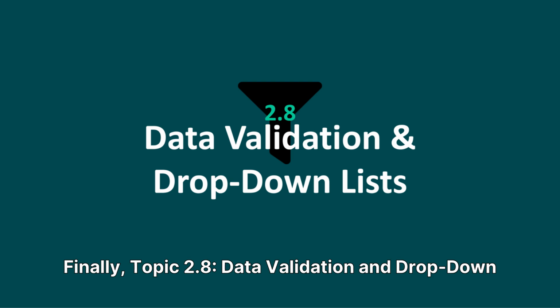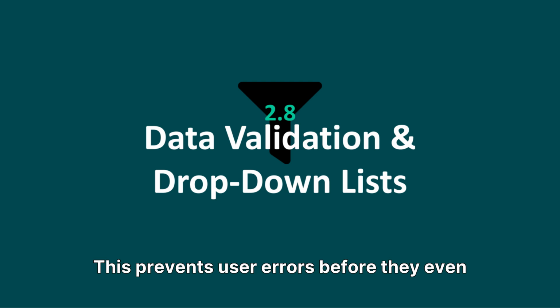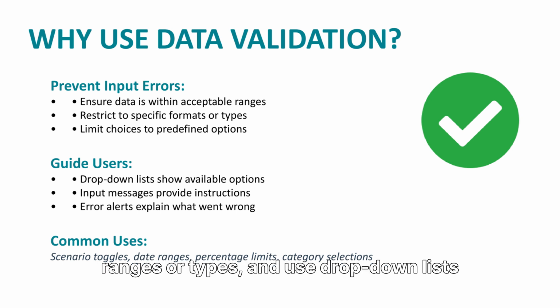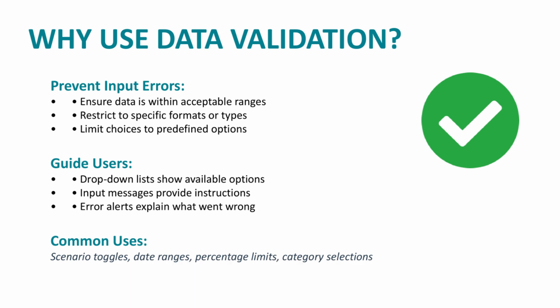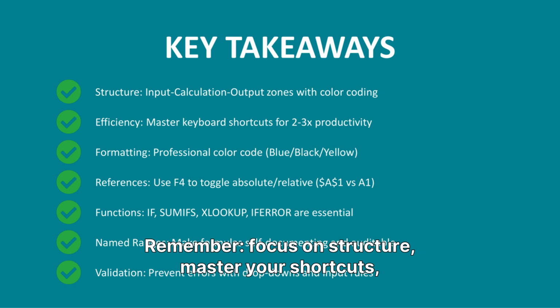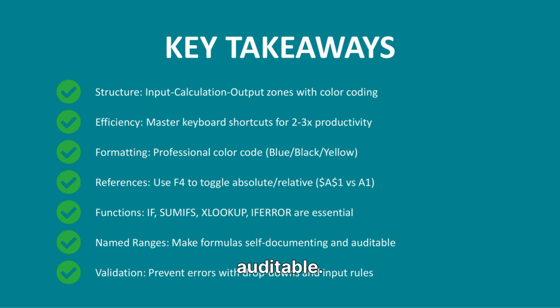Finally, Topic 2.8, Data Validation and Drop-Down Lists. This prevents user errors before they even happen. Use validation to restrict entries to specific ranges or types, and use drop-down lists to guide your users through your model. We've covered a lot today. Remember, focus on structure, master your shortcuts, and always keep your models clean and auditable.